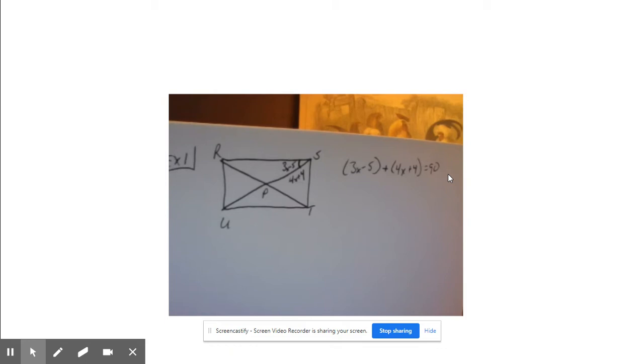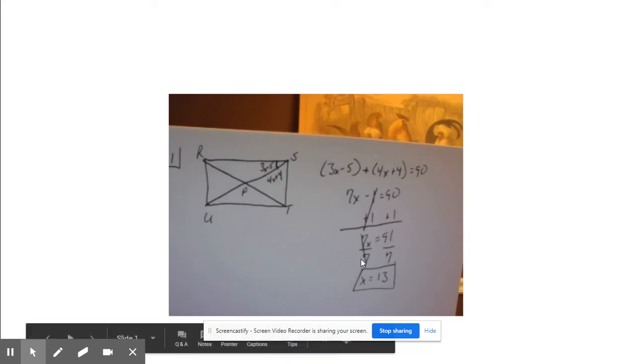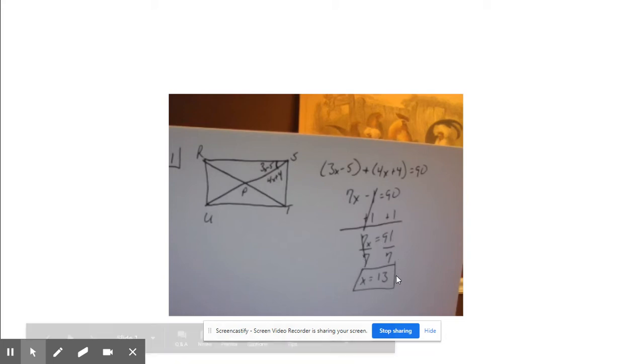So then I'm going to solve this. I'm going to combine like terms. 3x plus 4x is 7x. Negative 5 plus 4 is negative 1, equals 90. Add 1 to both sides, so 7x equals 91. Divide by 7, x equals 13.